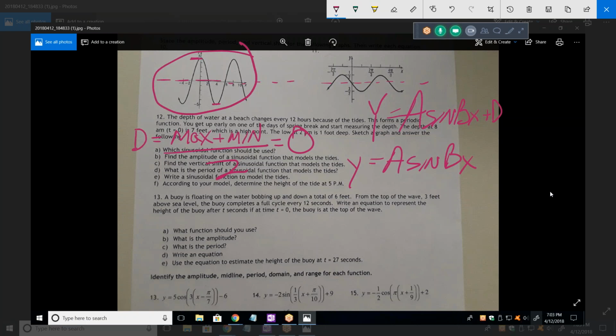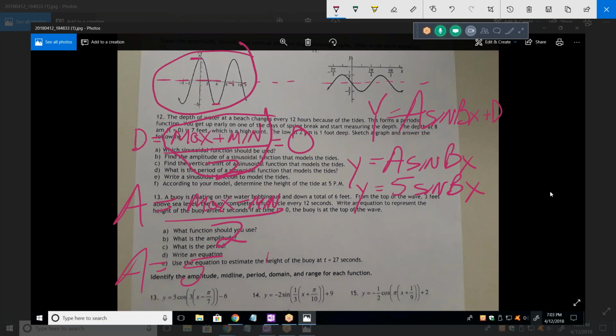Well, what's a? Remember, it's the opposite of that. It's maximum minus the minimum divided by 2. So that's 5. Now we've got y equals 5 sine of bx. So if we can solve for b, we'll be home free.